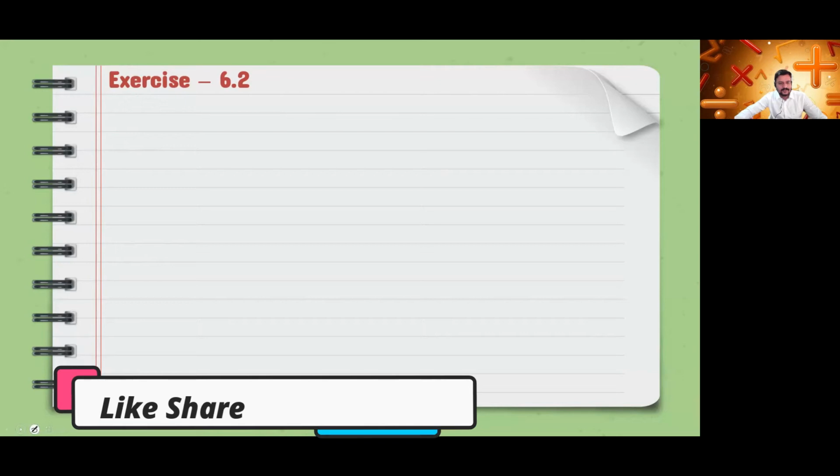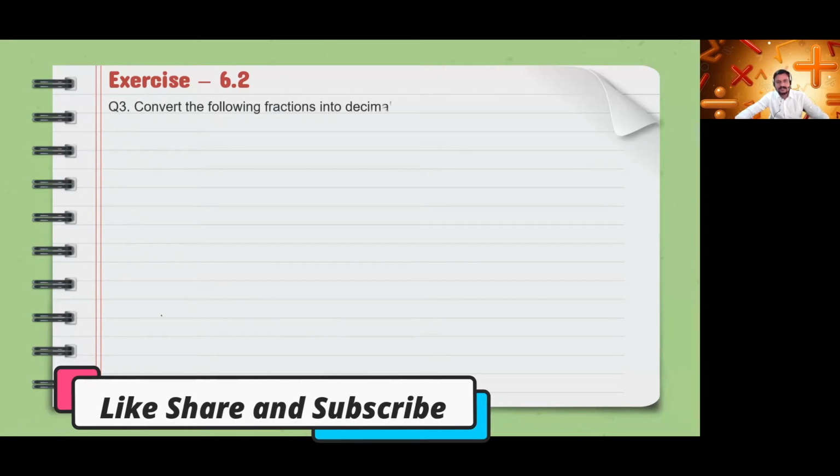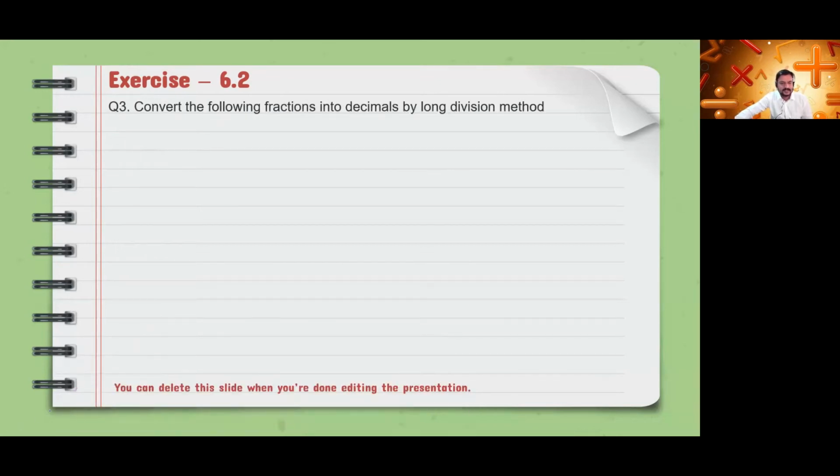Now let's continue with the next part of the exercise. That is question number 3 of exercise 6.2. What is given? Convert the following fractions into decimals by long division method. So here we have to perform long division method. Now long division method is nothing but our regular division only.